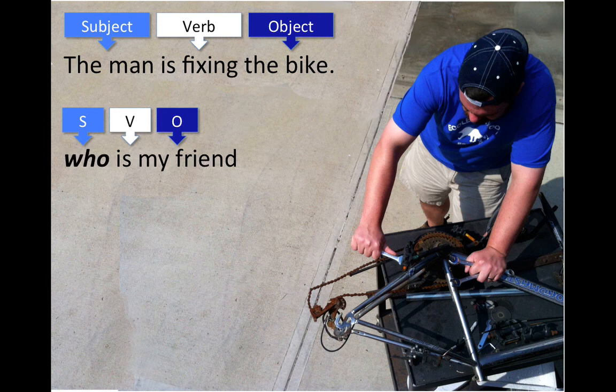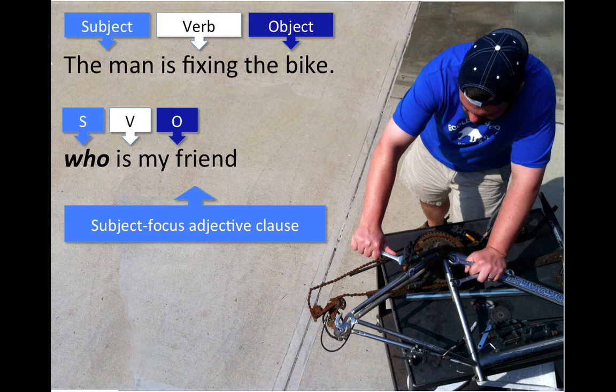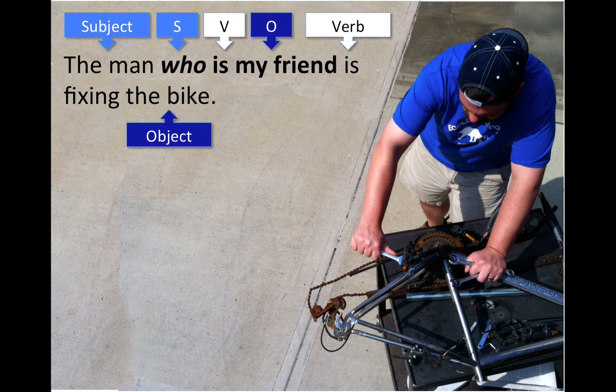So we have "who is my friend," and the relative clause is ready to insert into the main clause. And like we said before, you always put the adjective clause, the relative clause, right after the noun it's describing. So in this case, we're describing the subject. We have to put it after the subject, like this, because it's a subject. And like we said, this is a subject-focused adjective clause because the relative pronoun is the subject. So here's where we put it.